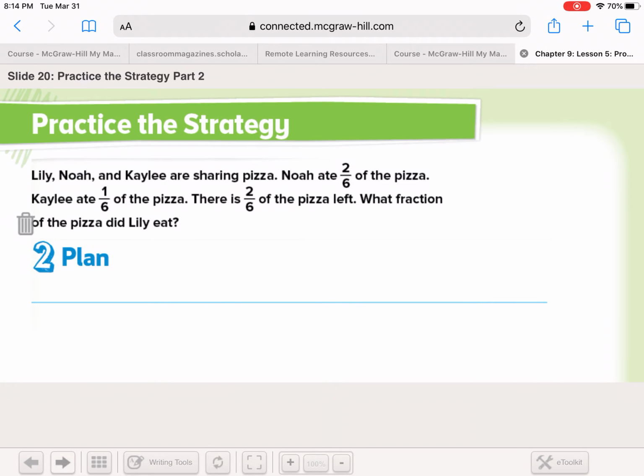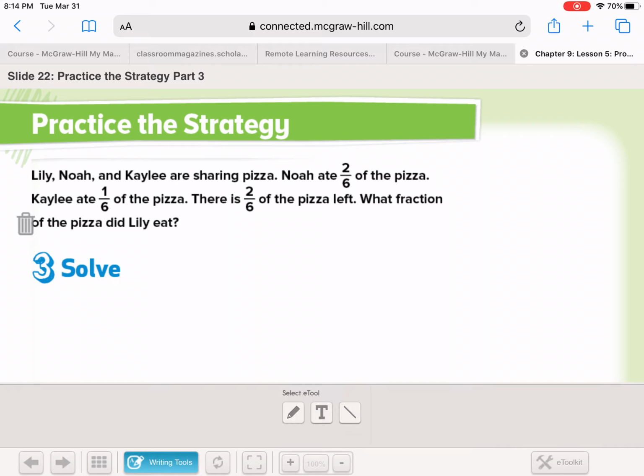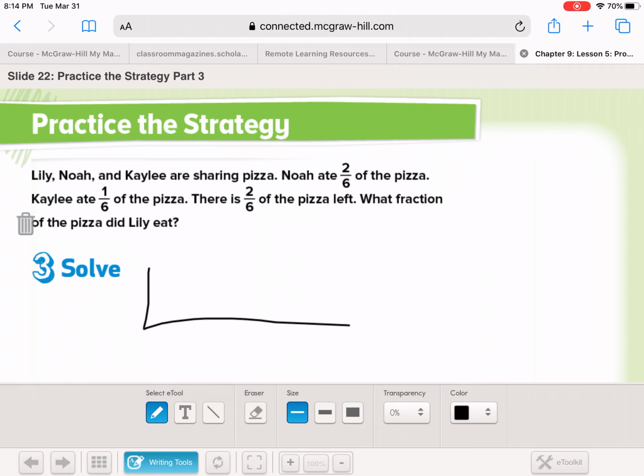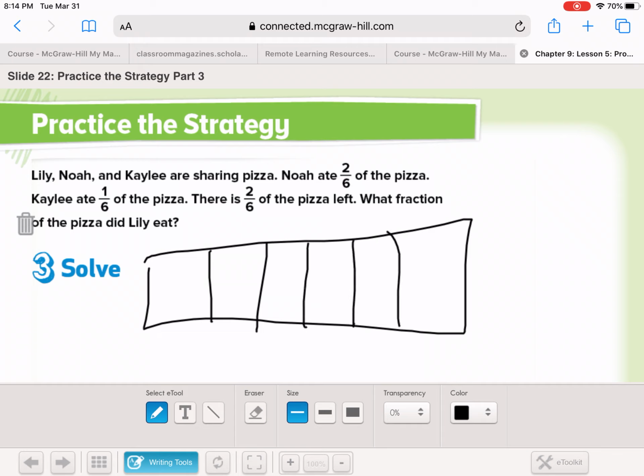Let's plan it. So the plan in my book, this is what it says. I will work backwards to solve the problem. All right, great. So we're going to solve it. So basically, it's like this. They kind of did it like this in my book, and I'll show you.